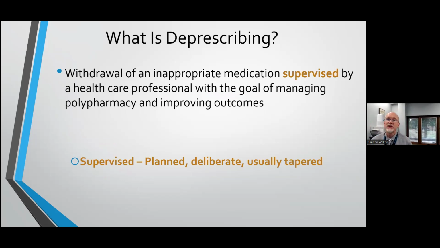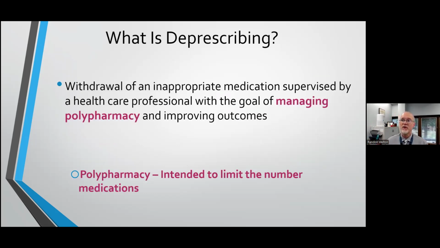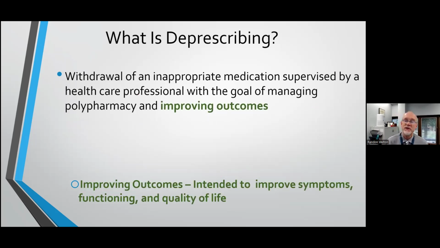It's supervised. So this is something that is planned, that is deliberate. It's usually tapered. It's usually done in a systematic way, step by step. One of the goals is to manage polypharmacy. There is a simple goal of reducing the number of medications a patient is on, but it's also there to improve outcomes. It's not just that we want you to take fewer pills. It's that we want you to take fewer pills and still feel at least as well as you're feeling now, and maybe even better. It's intended to improve symptoms, functioning, and quality of life. That's what deprescribing is, and that's what we're trying to do.